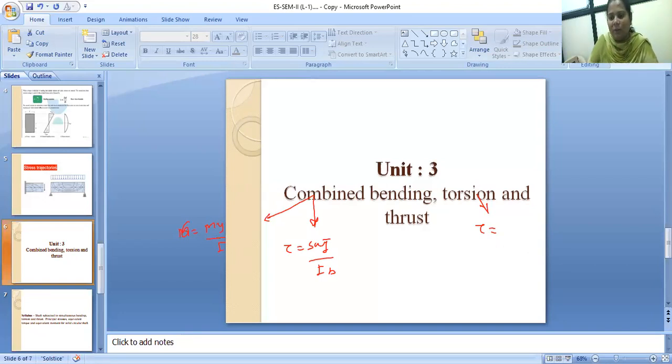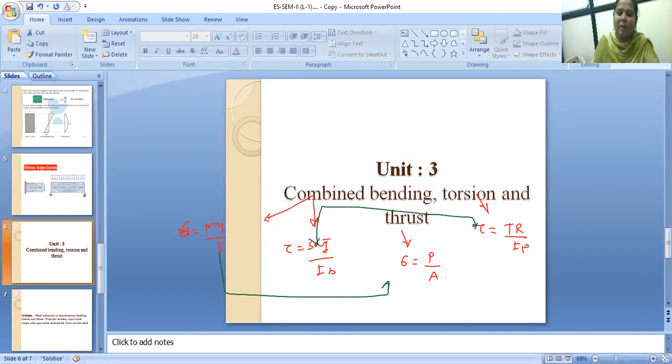So tau, which is equal to TR upon IP. And thrust means axial force. And due to this axial force, normal stress will be generated, sigma, which is equal to force upon area. So here two bending stresses and two shear stresses are generated.